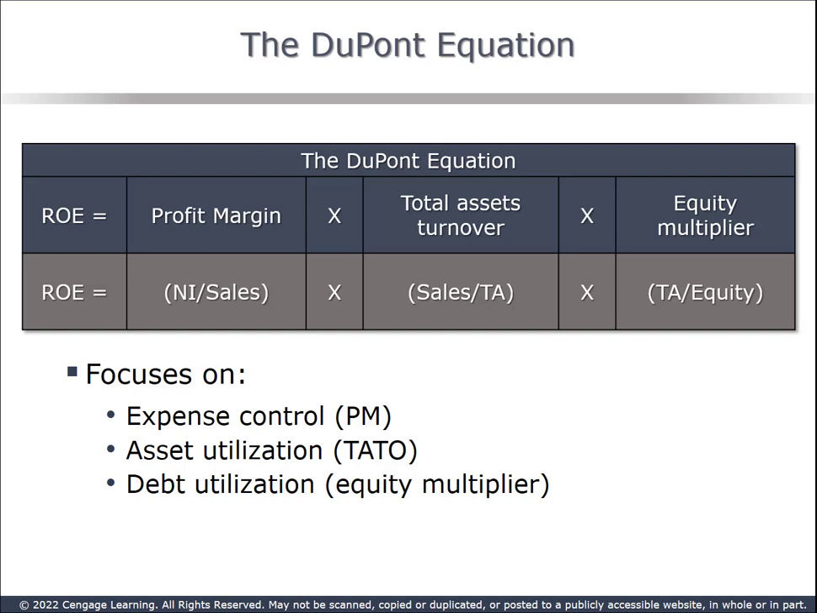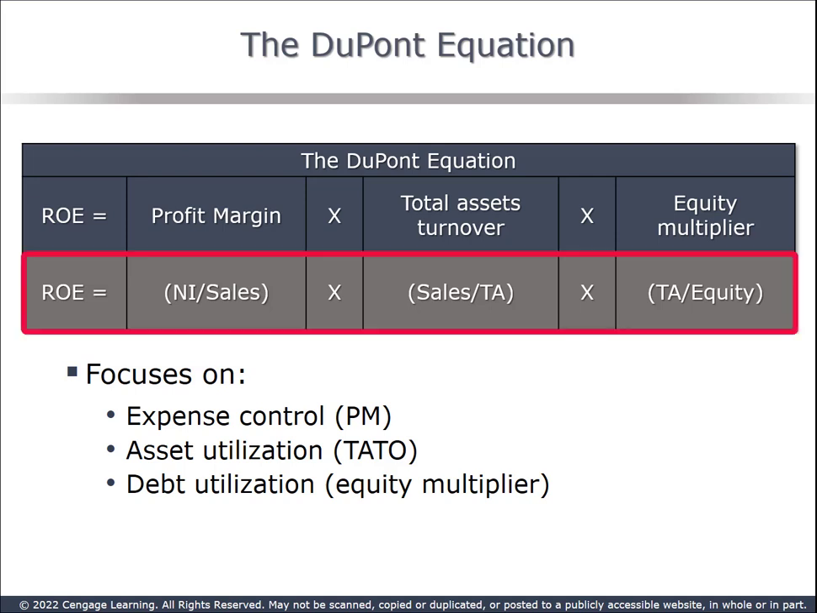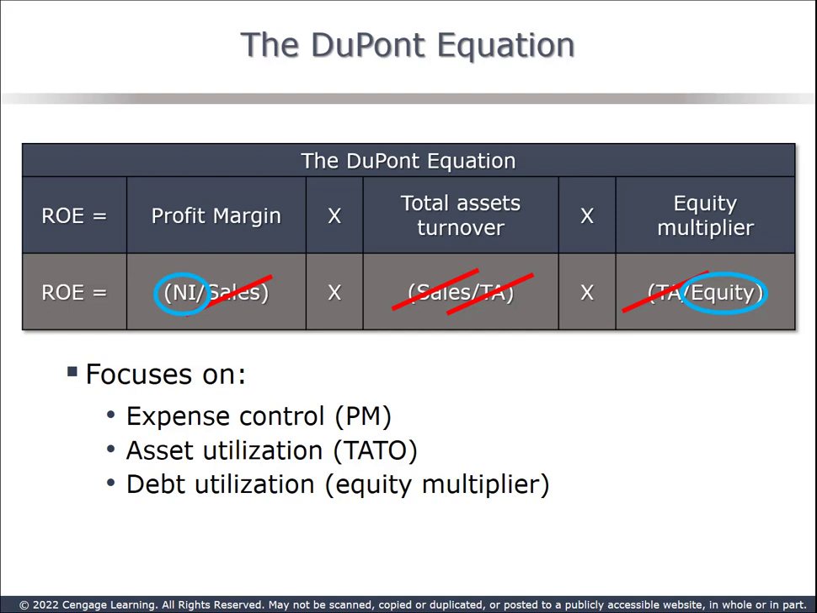ROE is equal to net income divided by equity. In the expanded equation shown, sales and total assets cancel out, leaving the basic ROE equation. But the components break ROE down into profit margin, operating efficiency, total asset turnover, asset use efficiency, equity multiplier, debt utilization, making it easier to isolate weaknesses.